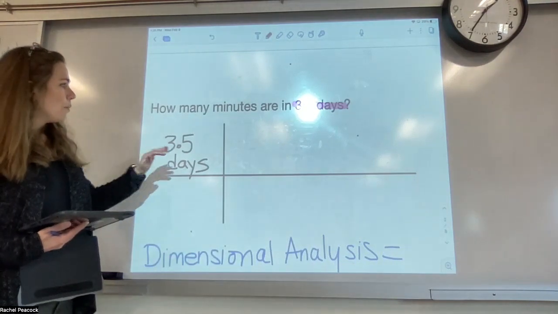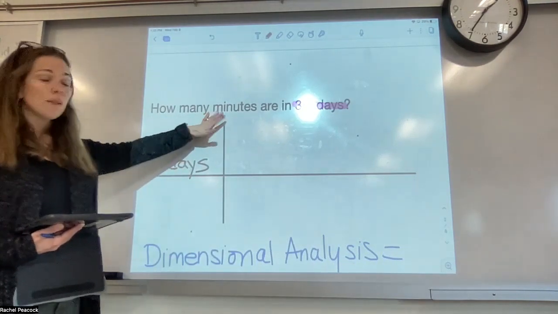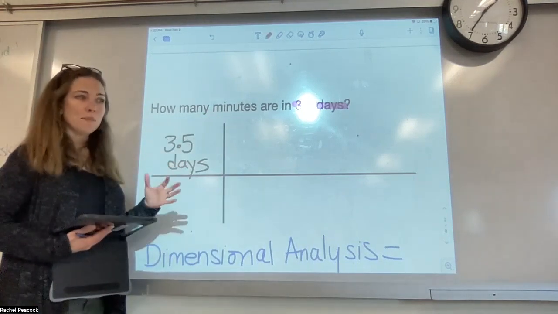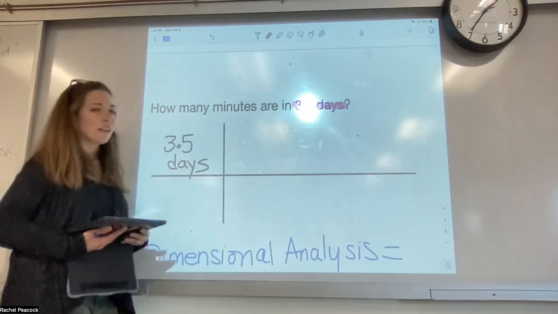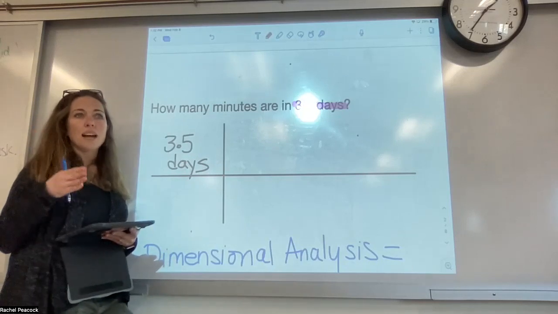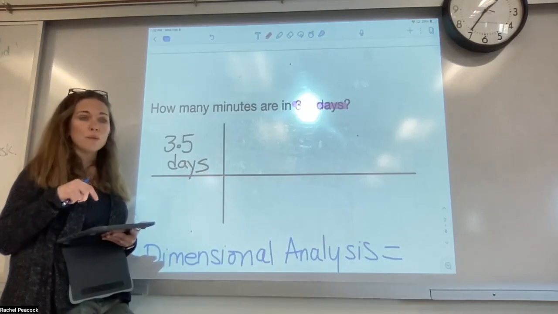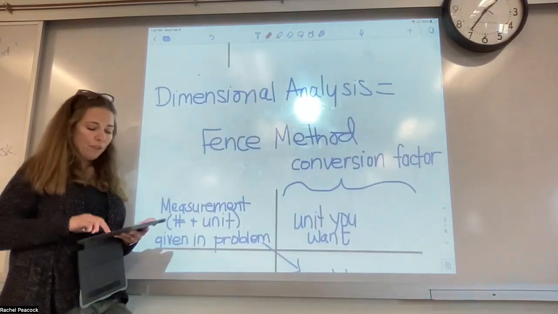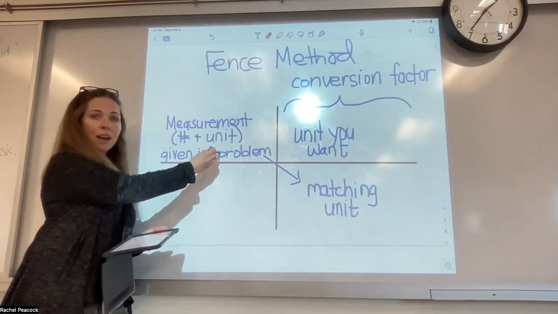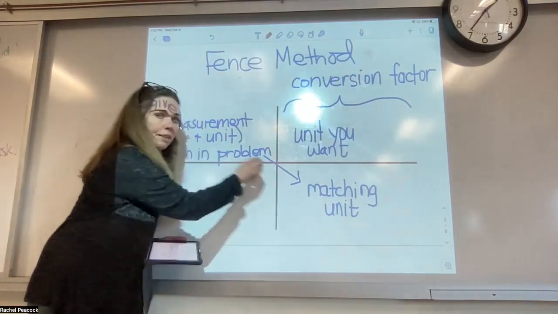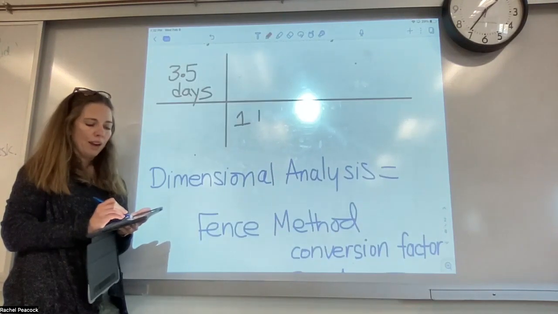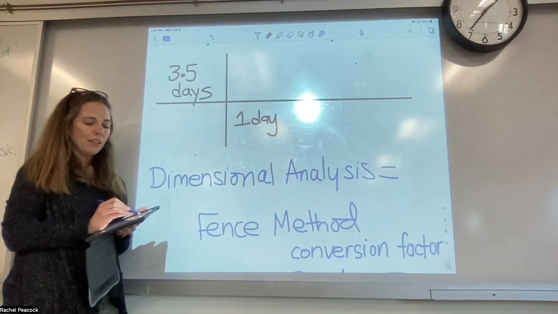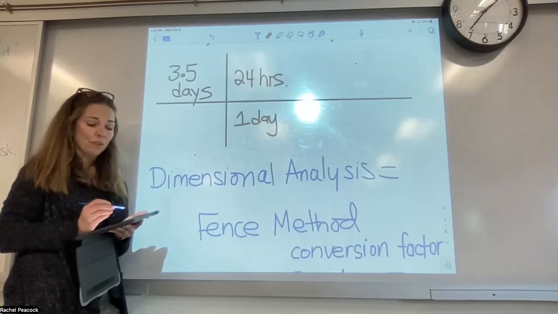Now, we need to get rid of days and eventually get to minutes, but we don't normally associate days and minutes directly to each other. We usually relate days to hours, hours to minutes. So our next conversion factor is going to be days to hours. You know that 1 day equals 24 hours, okay? Well, if you look at the fence method, whatever unit you have up here has to go bottom right, okay? So we're going to put 1 day bottom right. And then you're going to put 24 hours top right, because that's the next unit that we want.